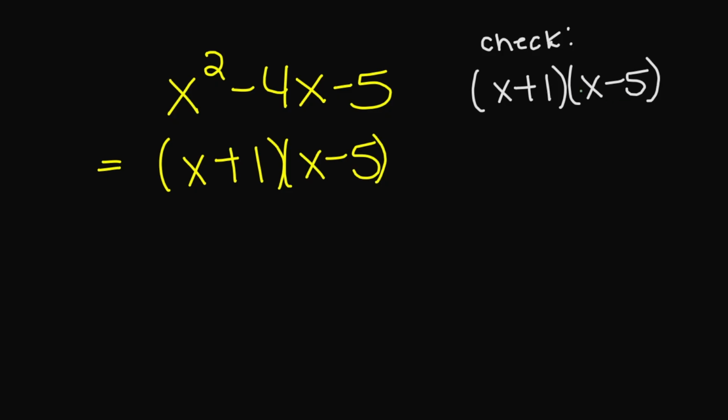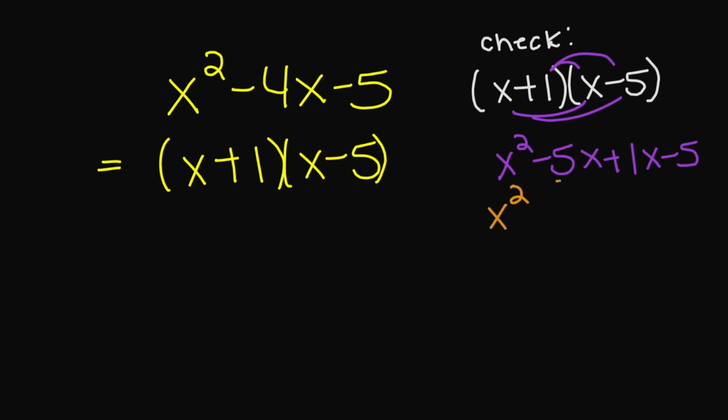First, we're going to do x times x. This is going to be x squared. X times negative 5 is going to be negative 5x. 1 times x is a positive 1x. 1 times negative 5 is going to be negative 5. Now we're going to combine like terms. Negative 5x plus 1x is going to be negative 4x and then minus 5. So as you can see, you get the same answer that you started with if you were to check your work.